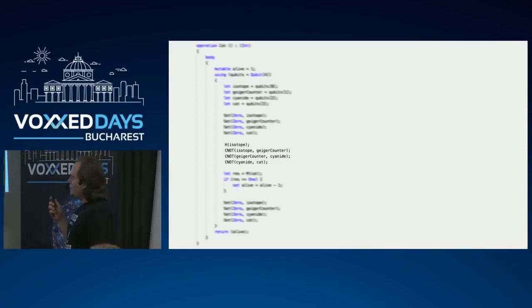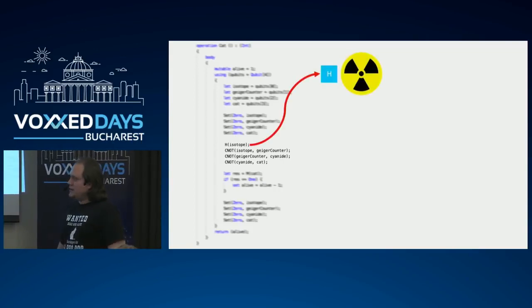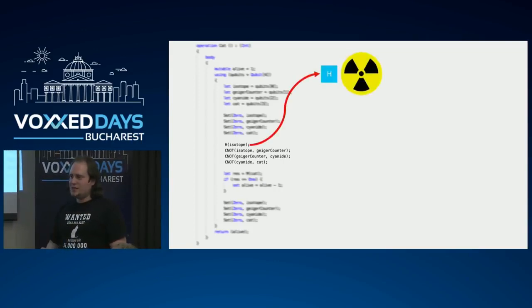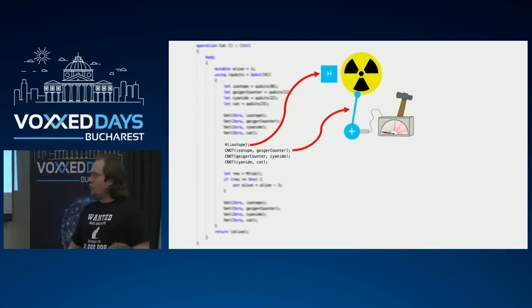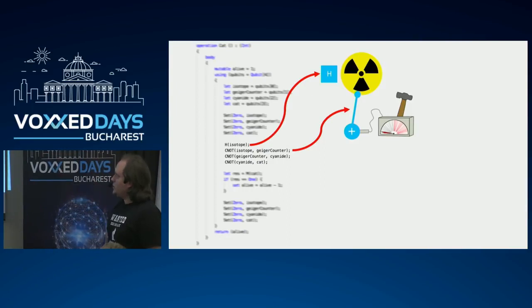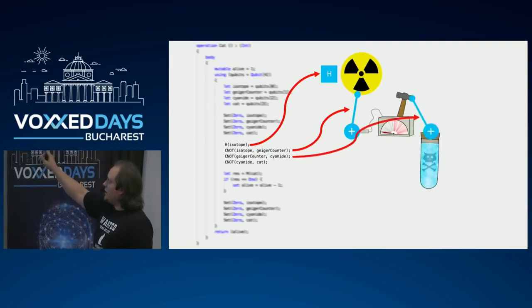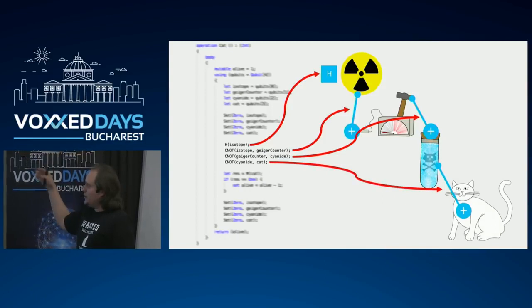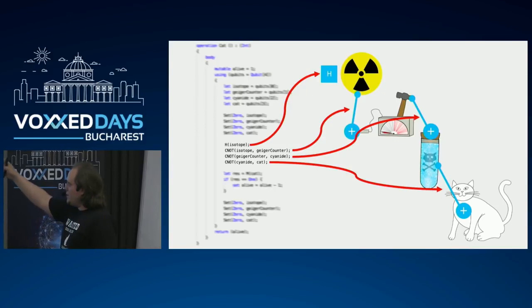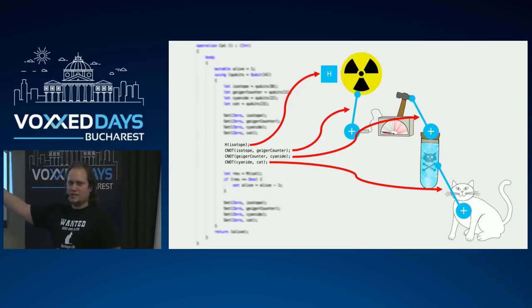So what do we have? First of all, here we're applying a Hadamard gate to our isotope, H isotope. And then we apply the CNOT to the isotope and the Geiger counter, and another CNOT to the Geiger counter and the cyanide, and another CNOT to the cyanide and the cat. You know this. And it's just written down as code. It's the same algorithm as we did before.